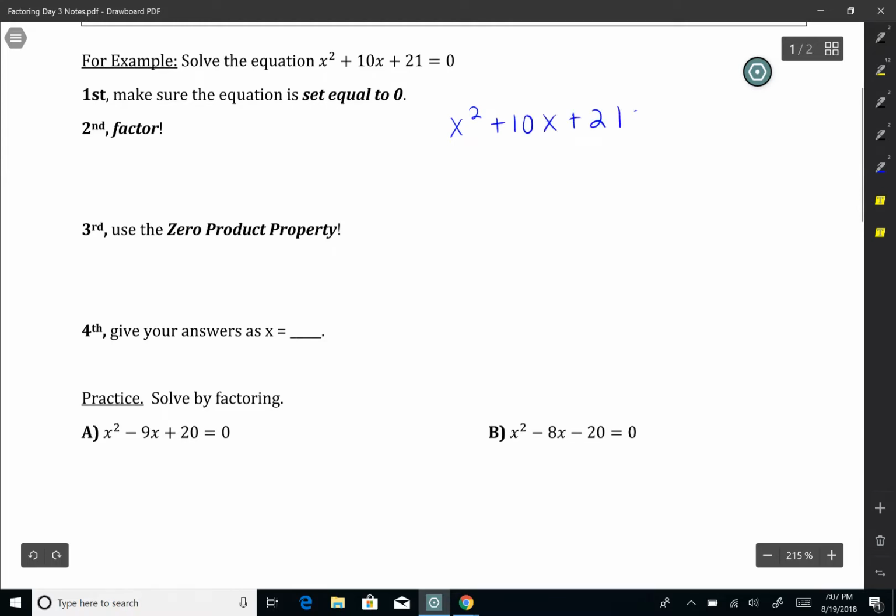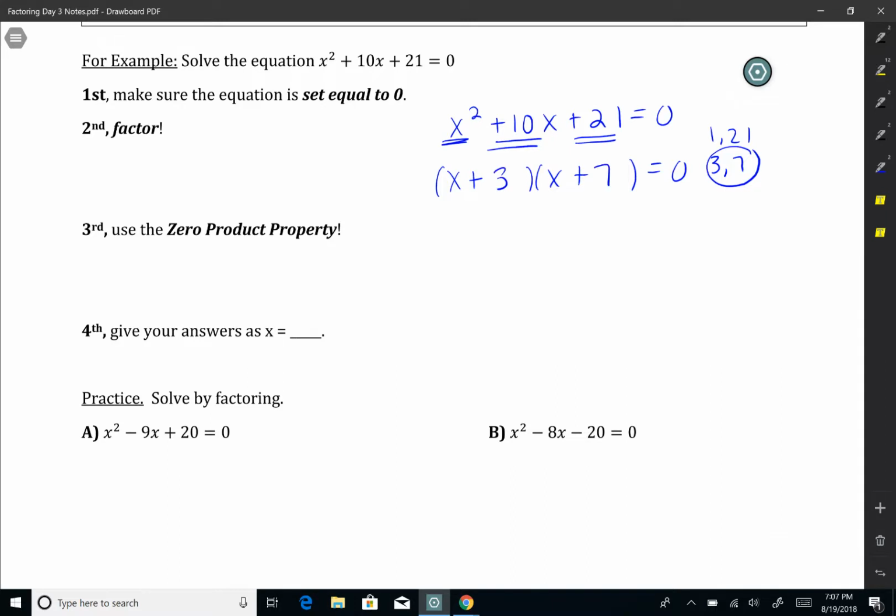Okay, so this is one of those easy ones where my c value is positive and my b value is positive, so I know that both of my factors are just going to be x plus something, especially because my a value is 1. Okay, so I list the factors of 21, and I pick the pair that adds to 10, and that would be 3 and 7. So my factors are x plus 3 times x plus 7, and that's still in my equation set equal to 0.